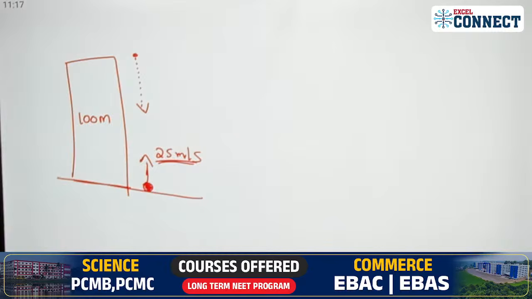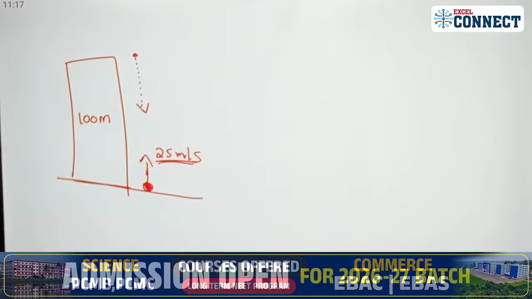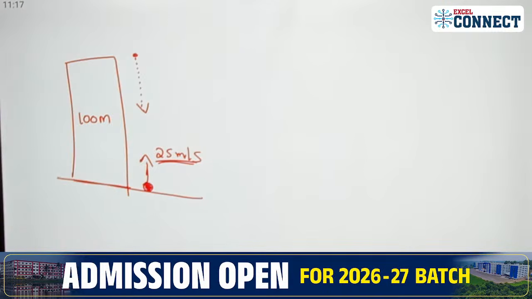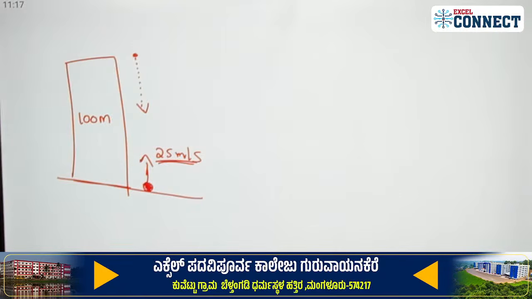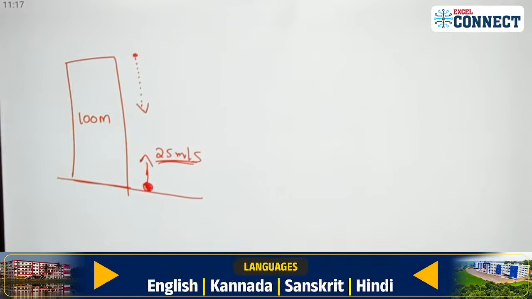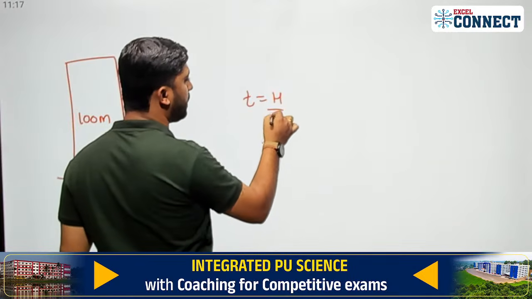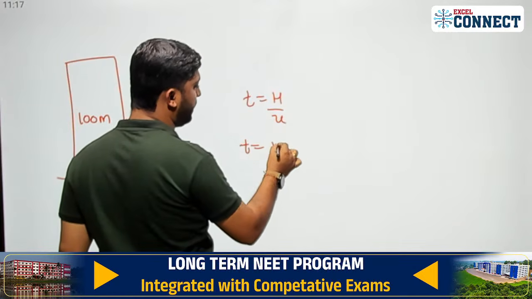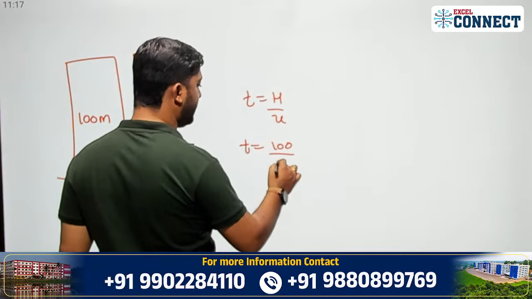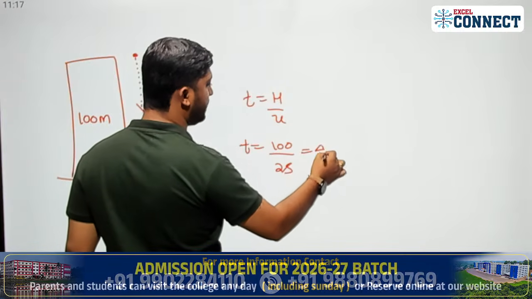Height of the tower is 100 meter and you are throwing your object with 25 meter per second. After what time will they meet? So it is calculated by t is equal to h by u. Height is 100 meter. What is u? U is 25. So the answer will be 4 seconds.